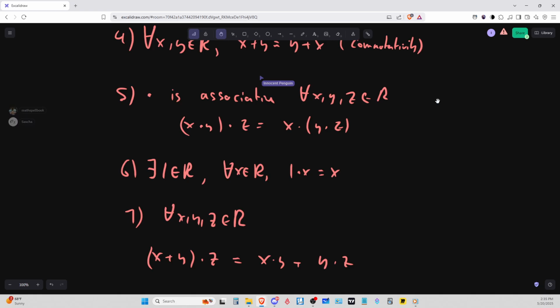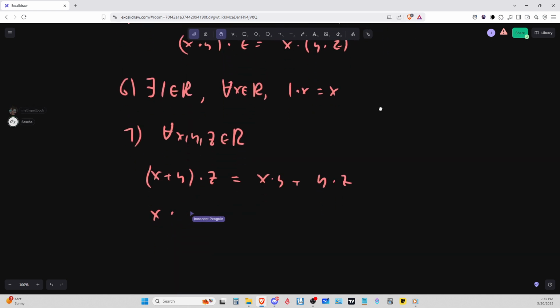And I'm missing one. We also want the other way around: x times y plus z to be xy plus xz. Wait, is the top one supposed to be x times z plus y times z? Oh yeah, I'm sorry. Yeah, I was wondering if I was reading your z wrong, that's why I was a little confused.